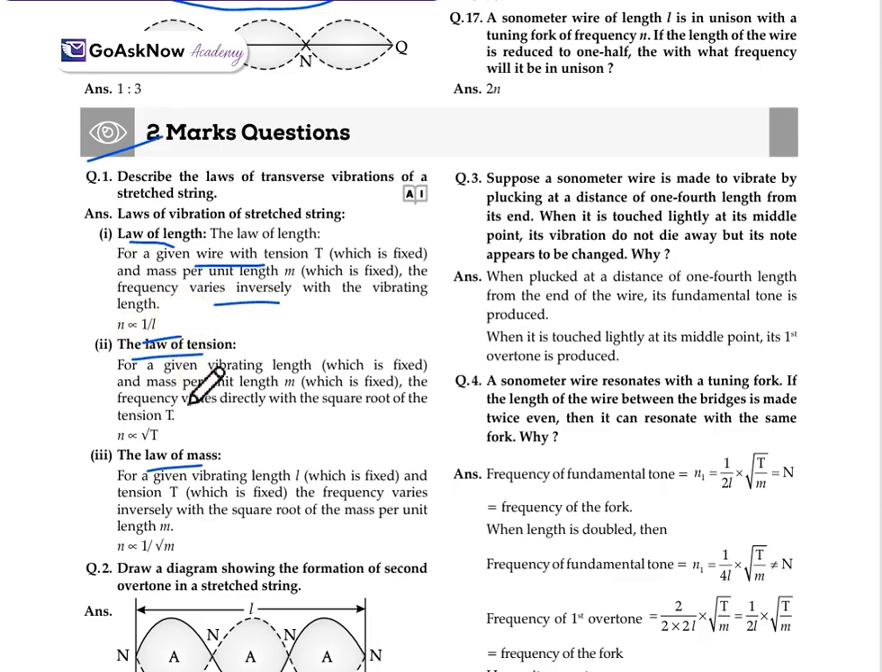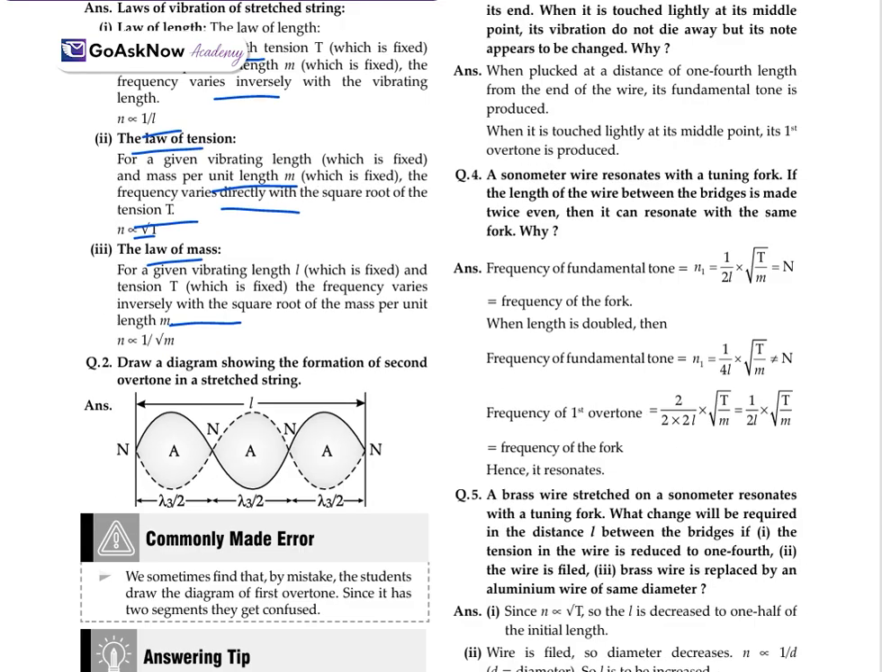For the law of tension, for a given vibrating length and mass per unit length m fixed, the frequency varies directly with the square root of tension T. So n is directly proportional to square root of T. For the law of mass, for a given vibrating length and tension T, the frequency varies inversely, so n is inversely proportional to the square root of m. These are the laws of transverse vibration of a stretched string.